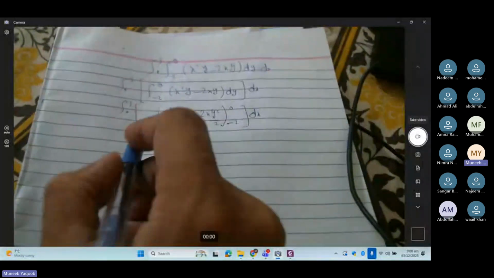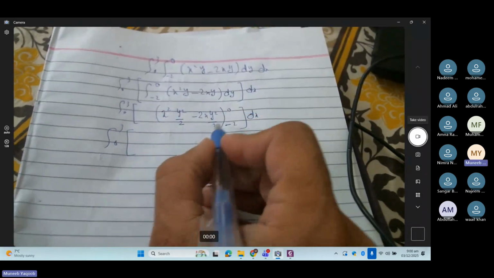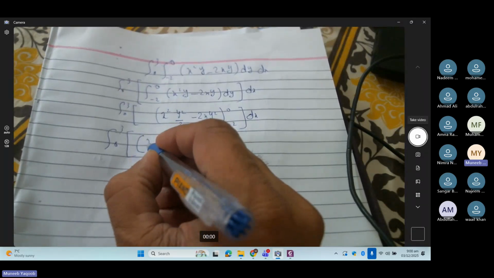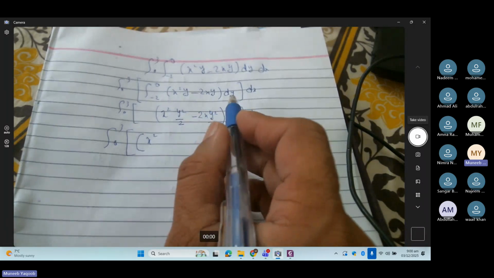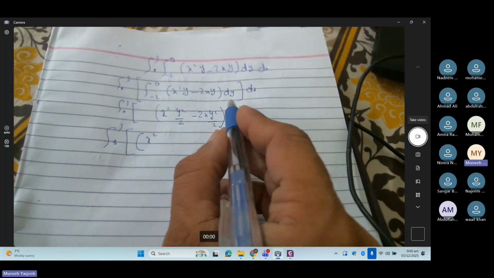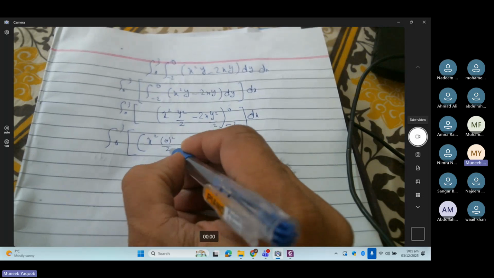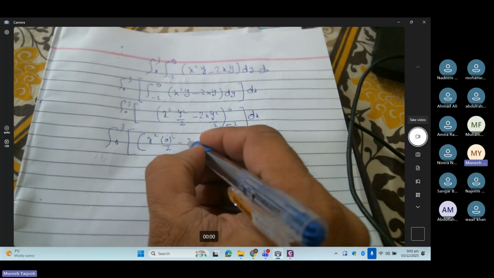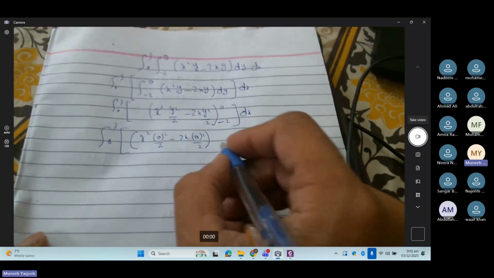Now in the next step, we will apply the limits of y. So the upper limit is 0. This limit will be applied in y, not in x, because we integrated with respect to y. So the limits will be applied only in the y variables. So x square into 0 square upon 2 minus 2x into 0 square upon 2. This is our upper limit.